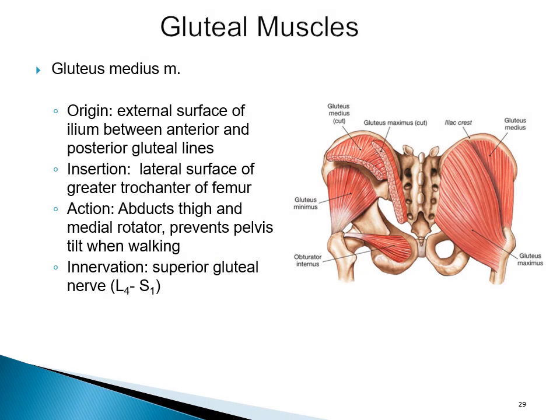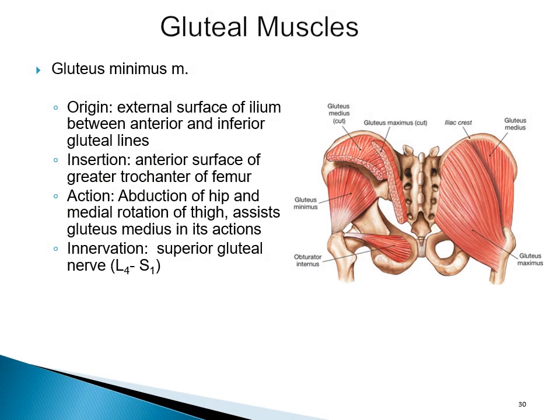The gluteus medius muscle, its action is to abduct the thigh, medially rotate the thigh, and prevent the pelvis from tilting when walking. Innervation is L4 through S1. The gluteus minimus muscle, its action is to abduct the hip, medially rotate the thigh, and its innervation is L4 through S1.